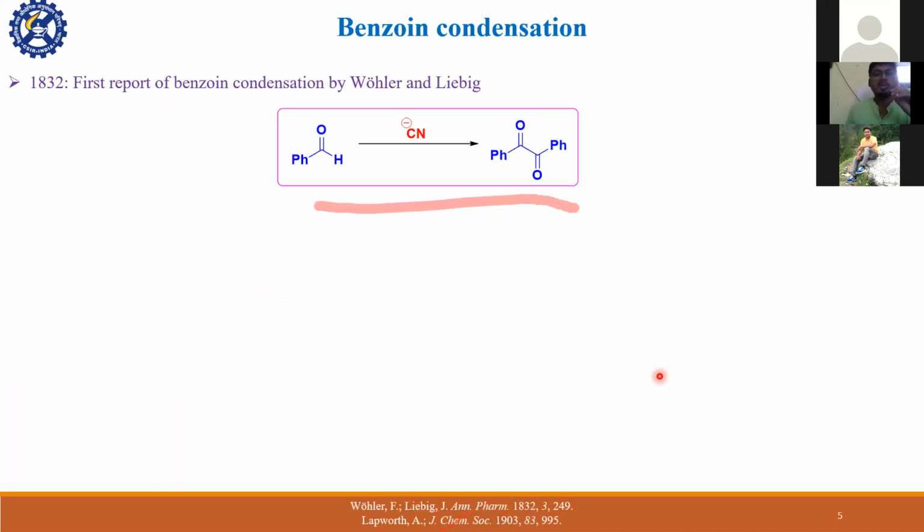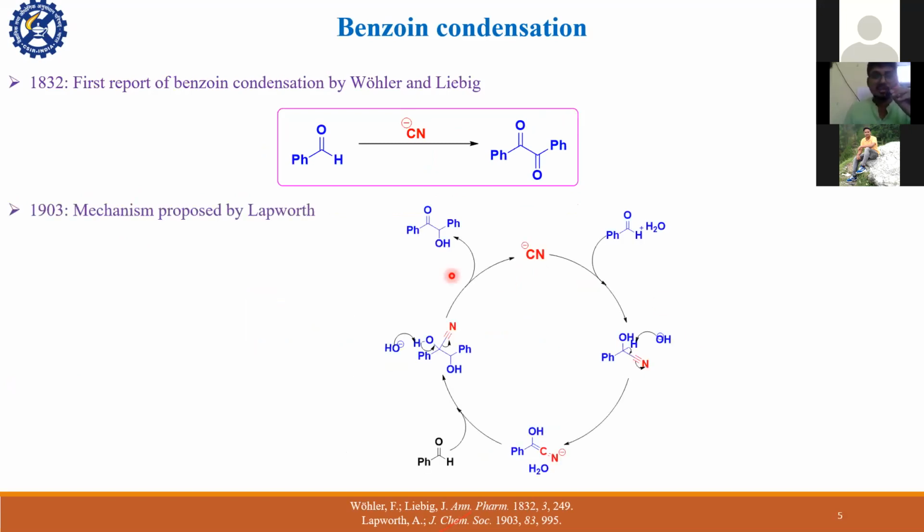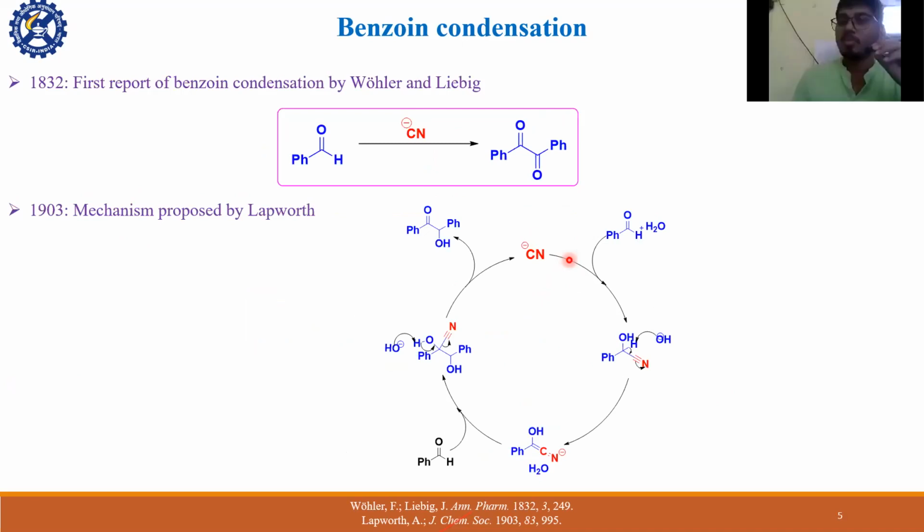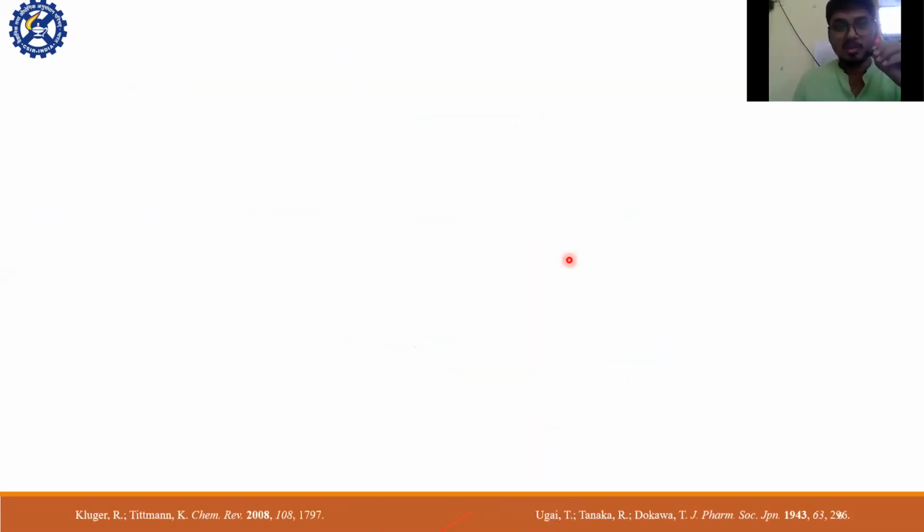And again, the Benzoin condensation reaction. In 1832, the cyanide catalyzed Benzoin condensation reaction, we know Wöhler and Liebig discovered this reaction. Then the mechanism of this reaction came much later, in 1903. This is the cyanide catalytic cycle. And after the discovery of these reactions, the term umpolung came into chemistry. This umpolung is a German word, and we know umpolung means reversal of polarity, reversing the polarity.